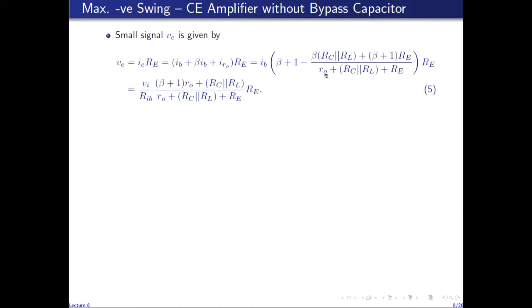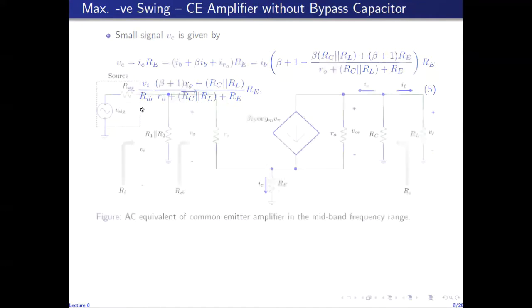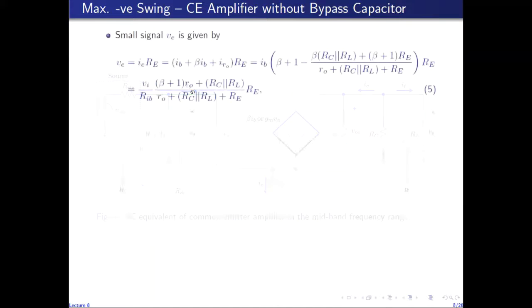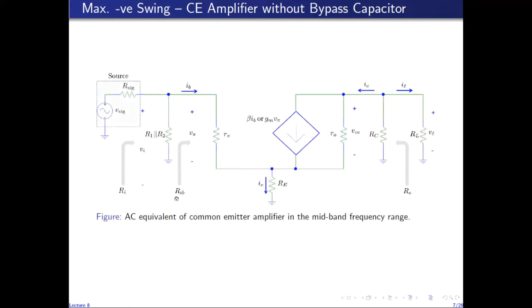We've already found IR naught when we analyzed the common emitter amplifier, and putting that expression in here and solving, we get this result, in which we have written IB as VI over RIB, because by definition RIB is the voltage at the base with respect to ground divided by the base current. So RIB by definition is VI over IB. In turn IB is VI over RIB, where RIB is the resistance seen looking into the base terminal. In other words, it is the resistance seen looking into the port made up of the base terminal and the ground node.